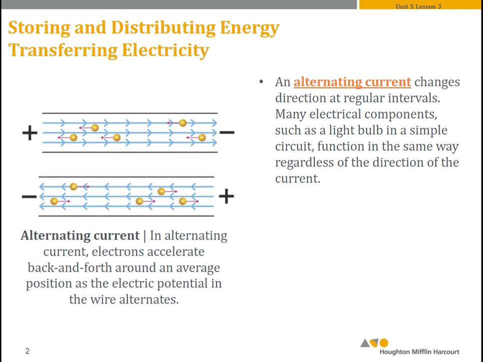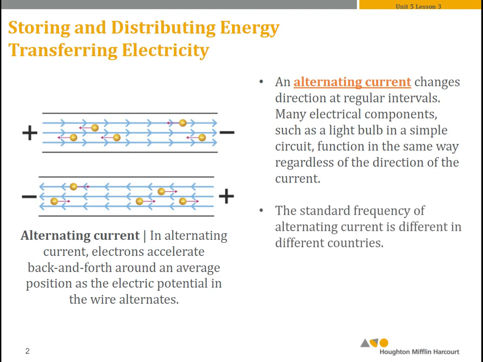Many electrical components, like light bulbs, certain types of motors, and other household appliances, function in the same way regardless of the direction of the current. As long as there's a current moving through a circuit, you get some kind of reaction out of the appliance. So the device has to be designed for alternating current or direct current, but devices that are designed for alternating current work with this little wiggling of electrons rather than a continual flow of electrons.